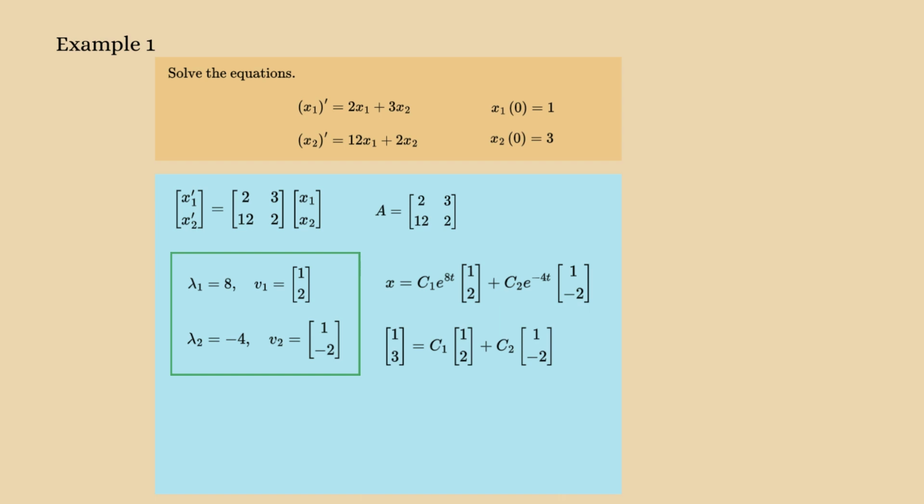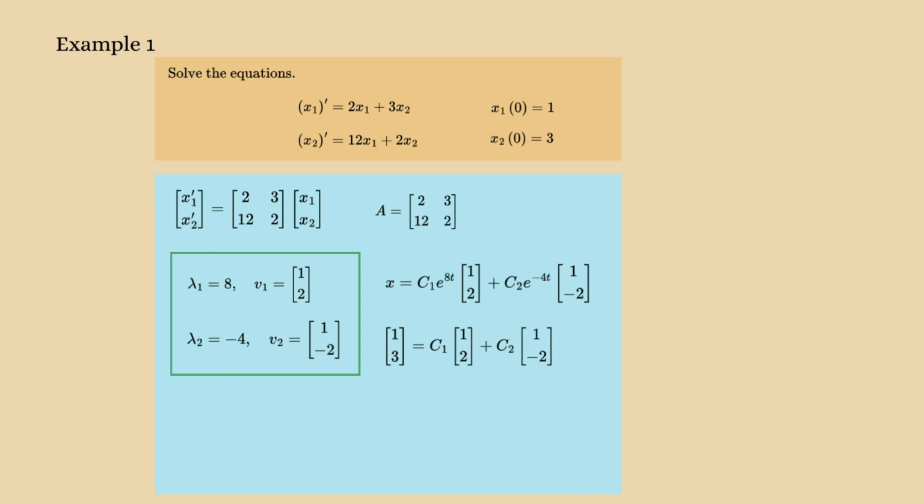After this replacement, let's try to apply the initial conditions given in the question. So let's replace t by 0. For the right-hand side, we have exponential 8t and exponential negative 4t. They will become 1 when t equals 0 because exponential 0 equals 1. For the left-hand side, when t equals 0, x becomes x of 0. And from the question, we know that x1 of 0 equals 1, x2 of 0 equals 3, which means x of 0 is equal to the vector 1, 3.